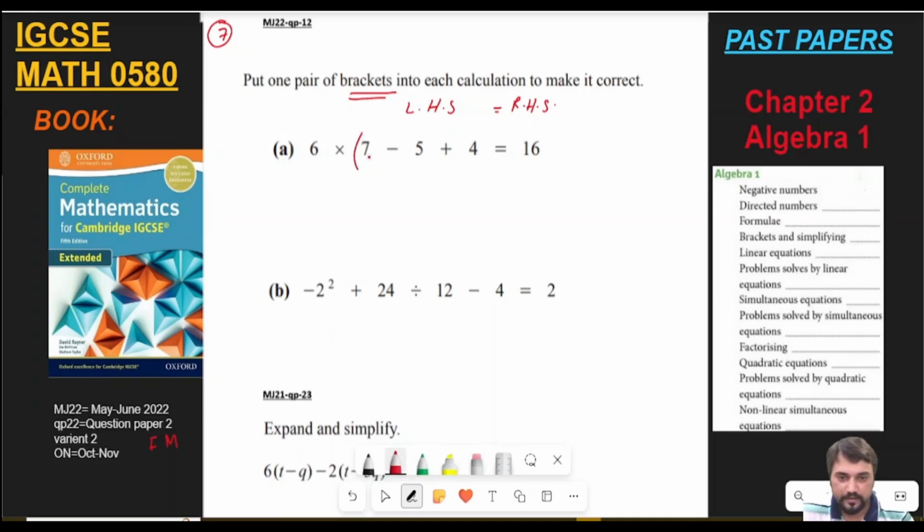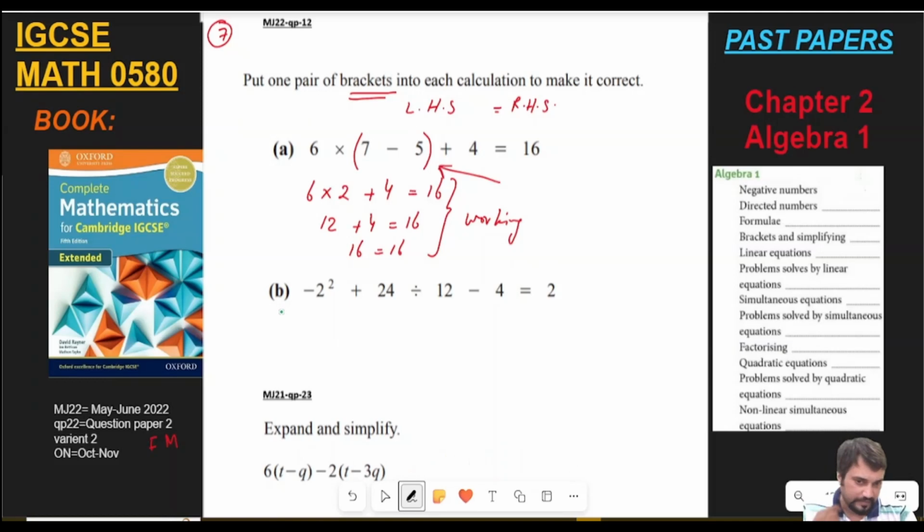Now I'm going to put bracket around 7 and 5. So now I'm going to solve it for myself. 7 minus 5, that will be 2, plus 4 is equal to 16. Now I'm going to multiply it. 6 2 times 12. So this is it. By placing the bracket around 7 and 5, I get the value, that is the 16. And let me tell you one thing, this is for yourself. This is the working. You just need to show the bracket.